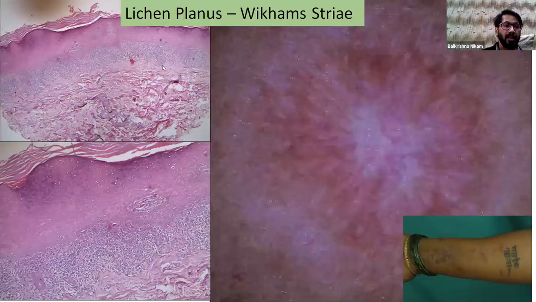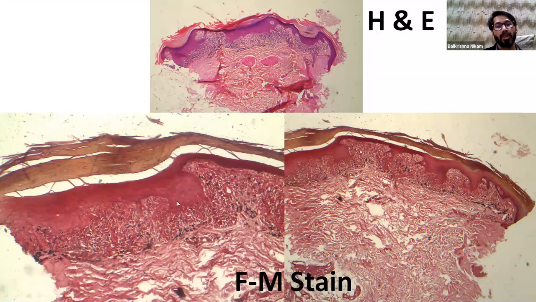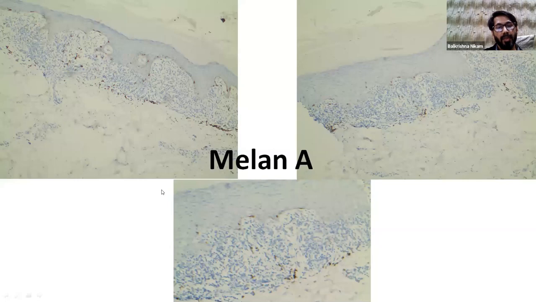Coming to the Wickham striae. Now Wickham striae is mostly related to hypergranulosis or orthohyperkeratosis. Okay, now I'll show you the stain. Now this is a Fontana-Masson stain. In the Fontana-Masson stain, only melanophages in the dermis are stained. The rest of the epidermis is not showing any melanin stain. So it's a completely depigmented epithelium. Similar to the melanin, a few of the melanocytes are non-functioning. They are not producing any melanin elsewhere.